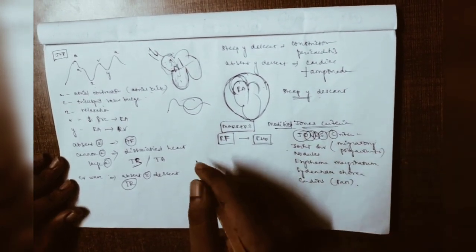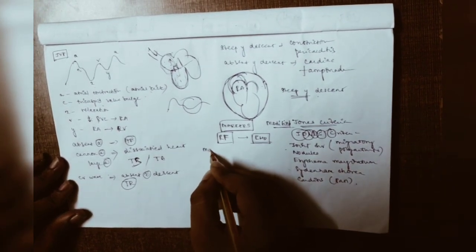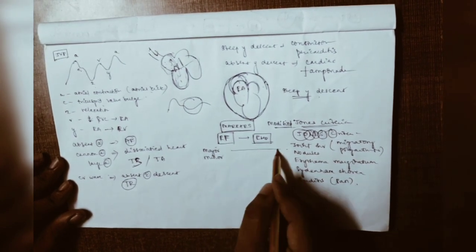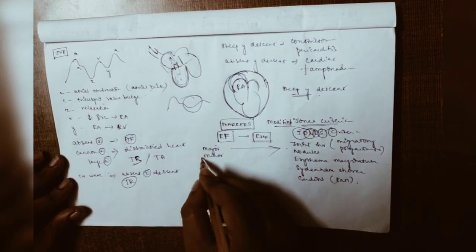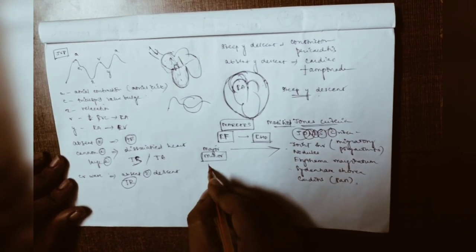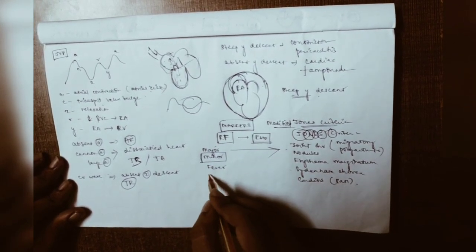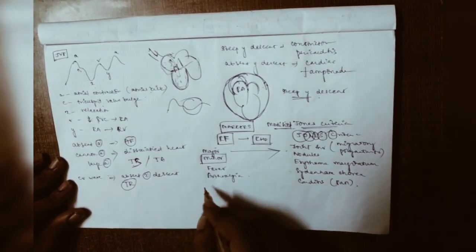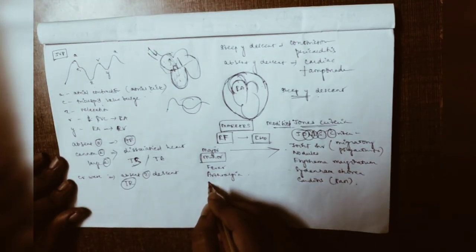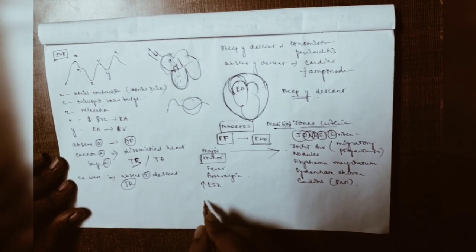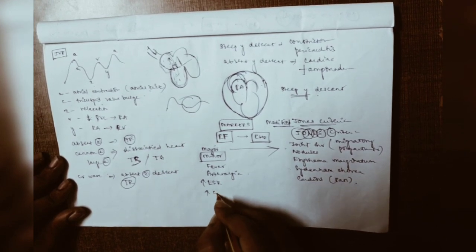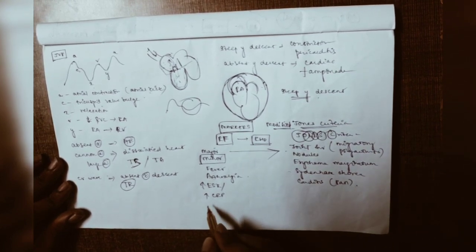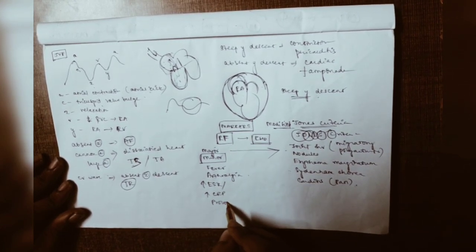The Jones criteria are divided into major criteria and minor criteria. The major criteria include all these five things, and the minor criteria include fever, arthralgia, elevated ESR or CRP, and prolonged PR interval.